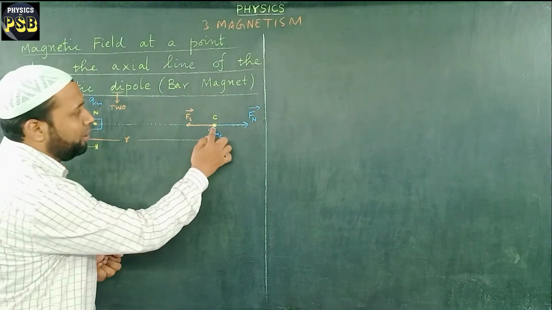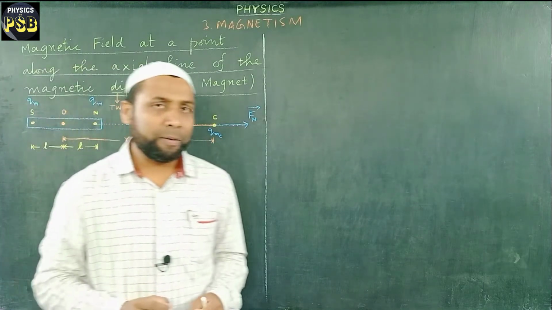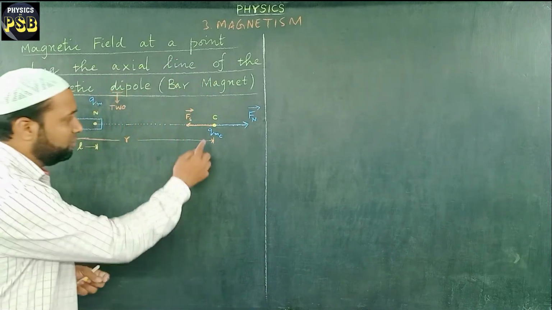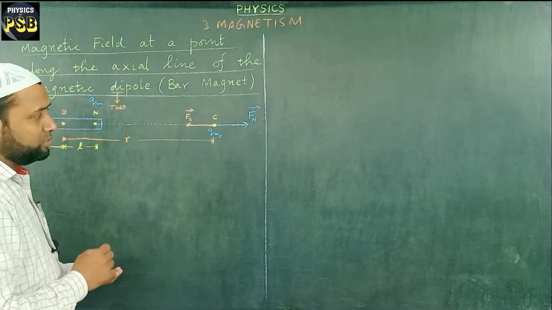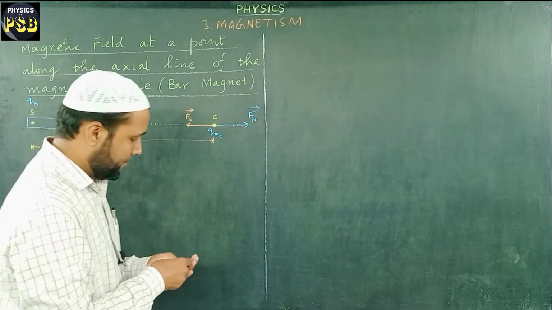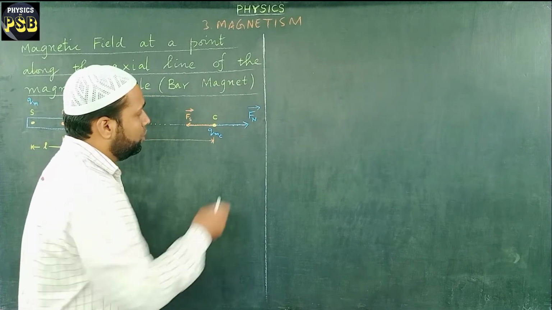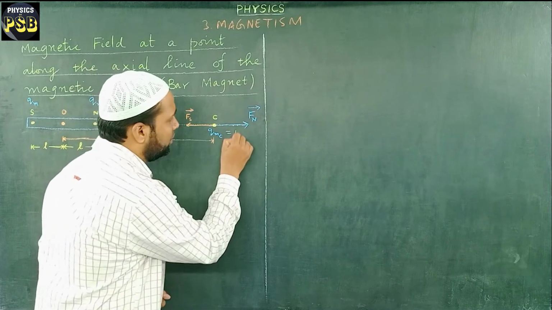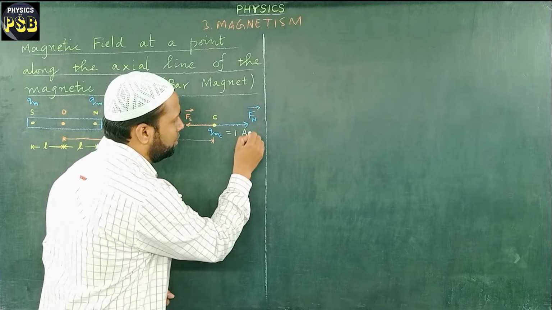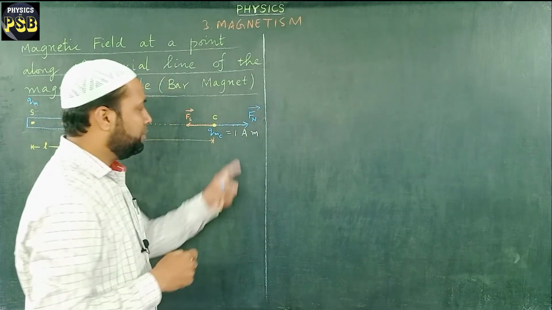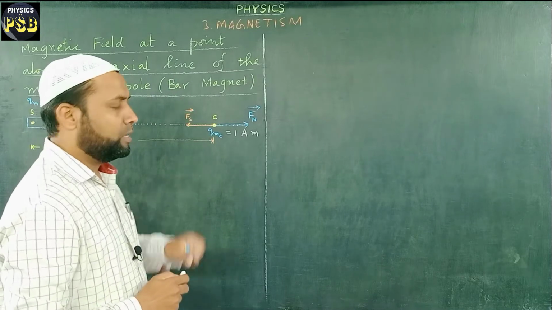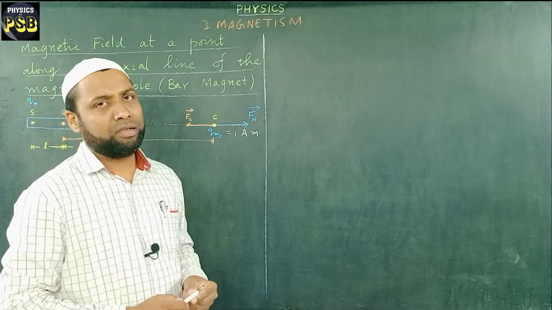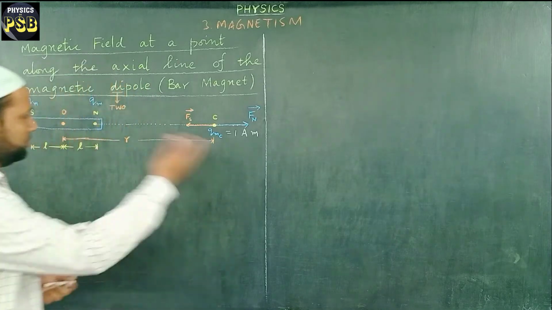I told you earlier, at point C we have placed a unit north pole. This unit north pole has pole strength QMC, which is equal to 1 ampere meter. Ampere meter is the unit of pole strength. So QMC is nothing but 1 ampere meter. Clear? Okay.